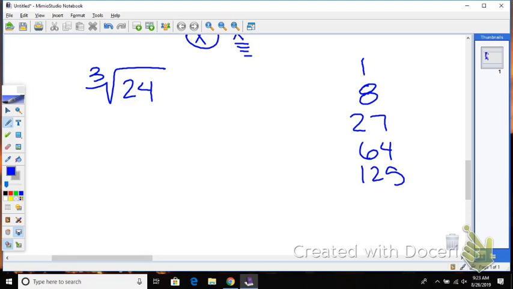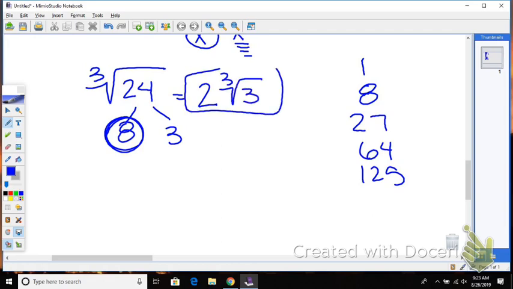What times what is 24? 8 and 3. 6 and 4 are not on my list. Neither one is on my list. 4 is a perfect square, but it's not a perfect cube. So we've got 8 and 3. What's the cubed root of 8? 2. So that comes out of the house, and I'm left with the cubed root of 3.